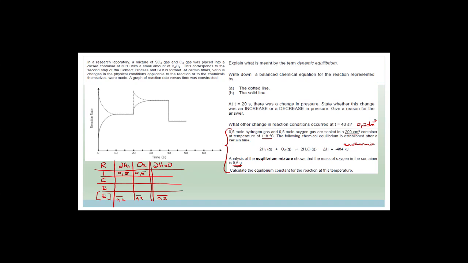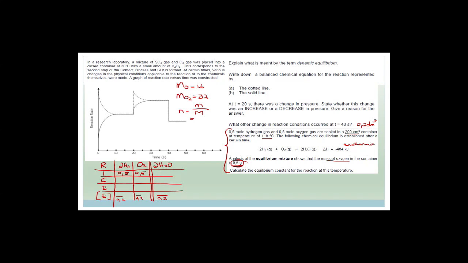They also tell us that analysis of the equilibrium mixture, so the mass of oxygen in the container, is 9.6 grams. So we know, or you should know, that the molar mass of oxygen is 16, but we have a diatomic molecule, so this means that the molar mass of our oxygen is 32. They also tell us that the mass that we have is 9.6, so we can find the number of moles, because number of moles is mass over the molar mass.